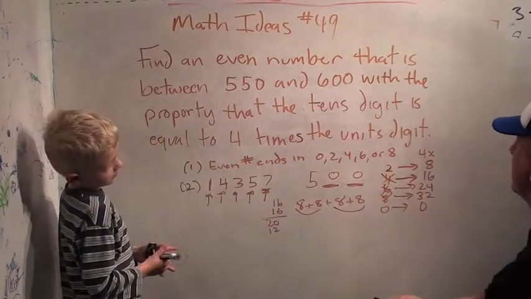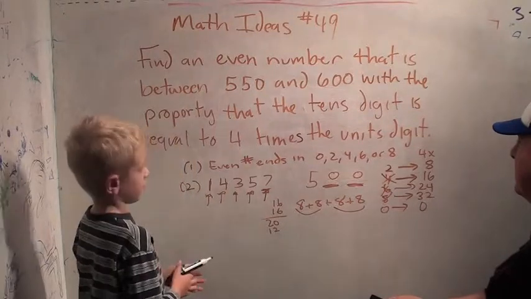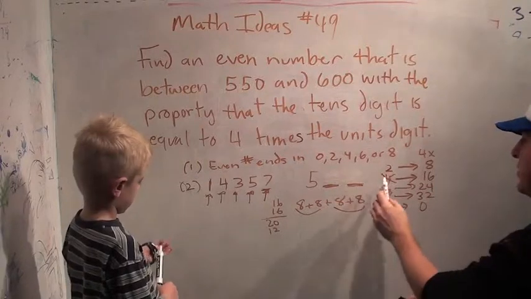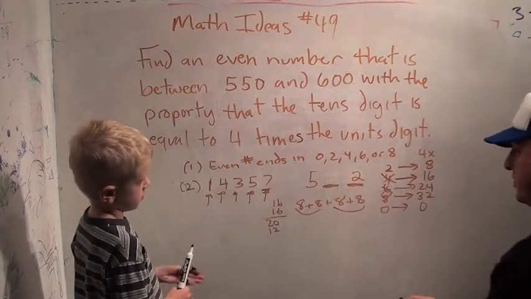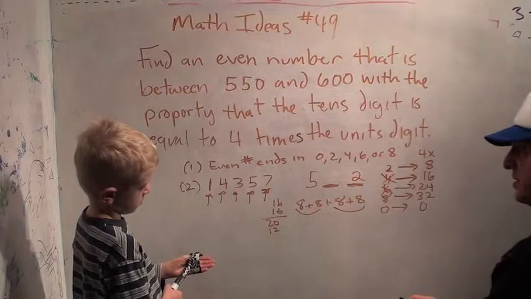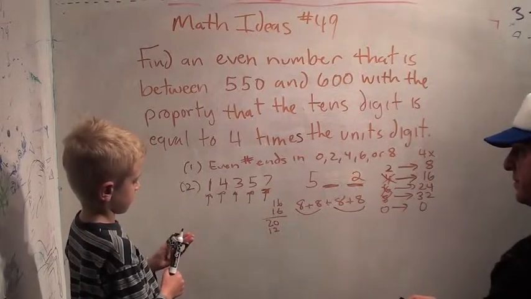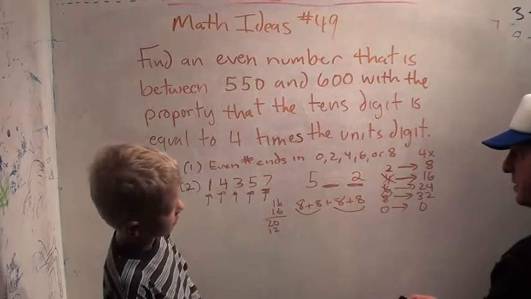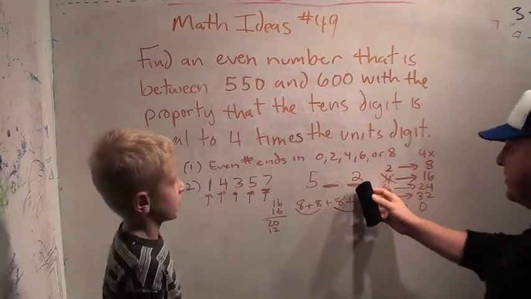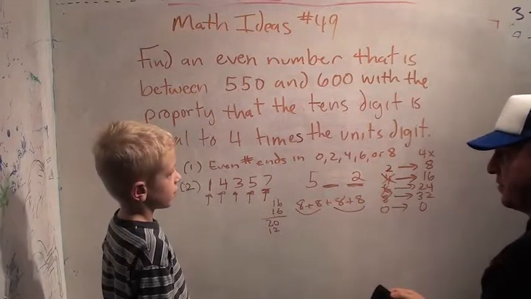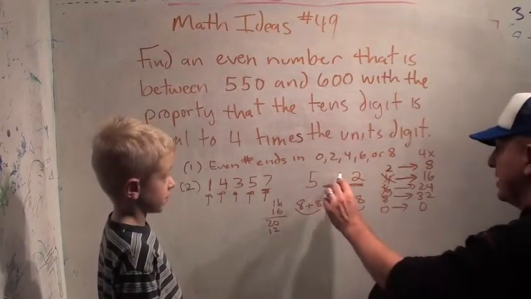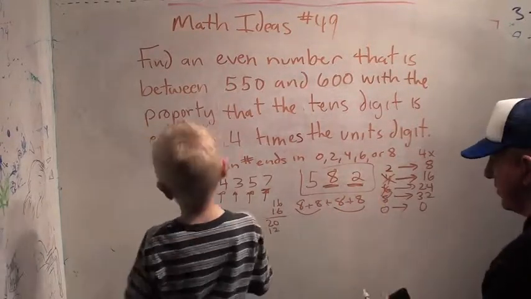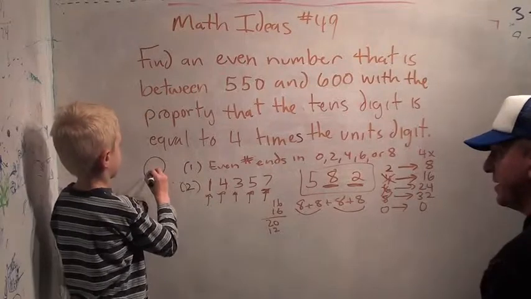Okay, so what was that number? 2. So the tens digit is 4 times the units digit. So the units digit is 2. And what was the tens digit? The tens digit was 4 times the units digit. So 4 times 2 is 8. So we get the number 582. That has to work. Okay. Alright, does that make sense?